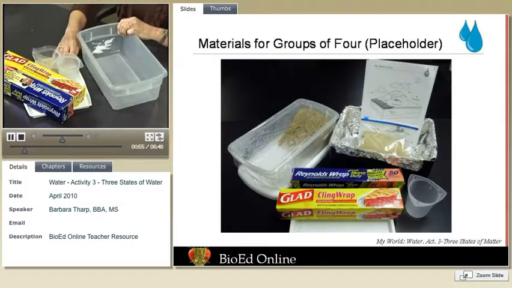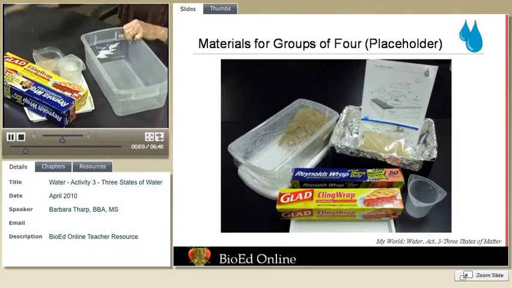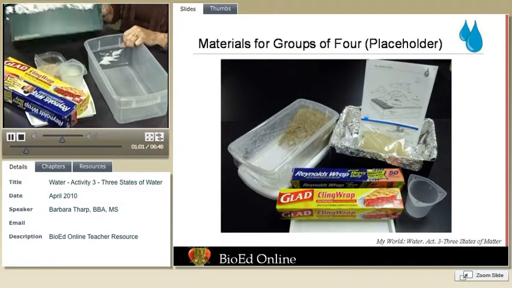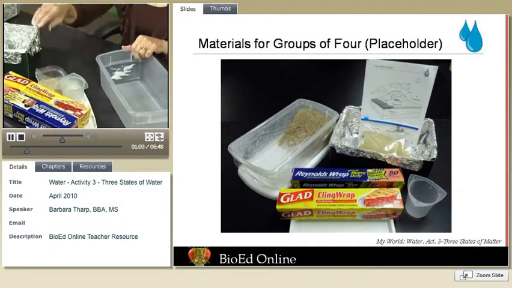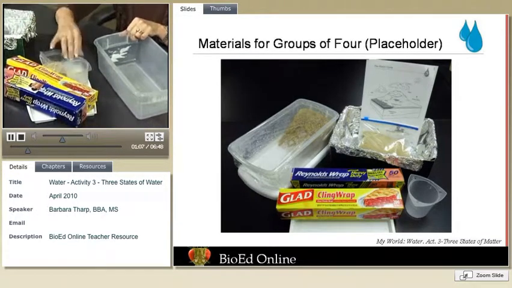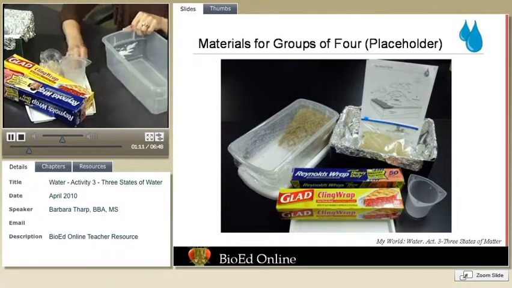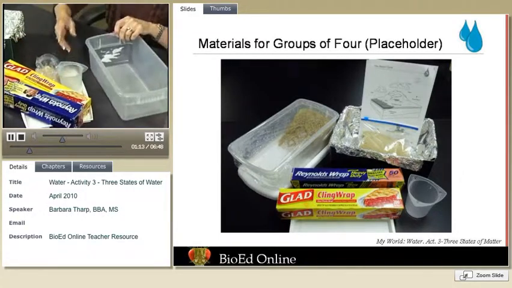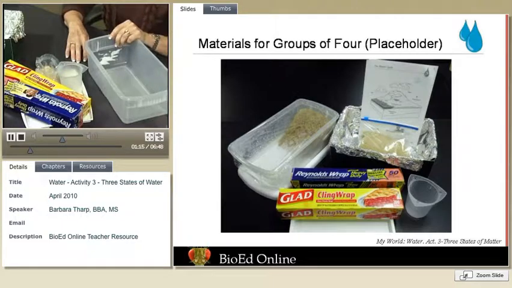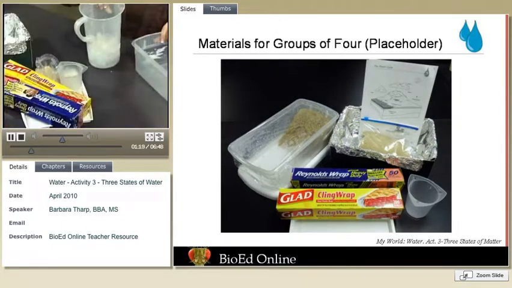Non-expensive, but many household items. We have a plastic shoebox. We can either use a plastic shoebox or we can use a regular shoebox. We have foil, plastic wrap, a cup, sand, and a rubber band, and we put it all in a handy tray so that each group can pick up their materials from a central point. And we also have ice cubes.